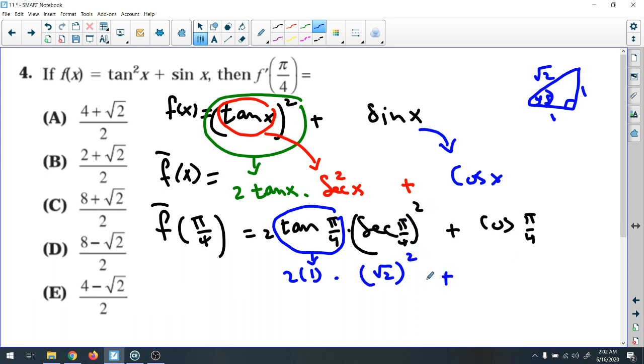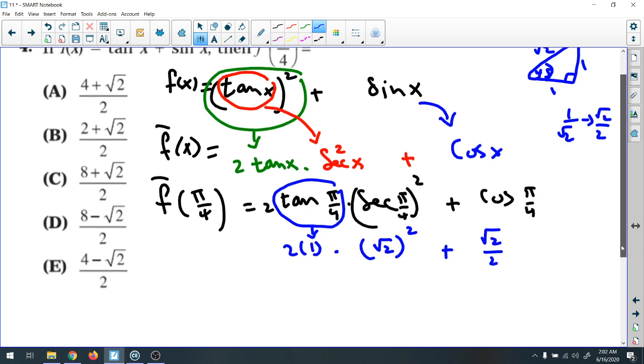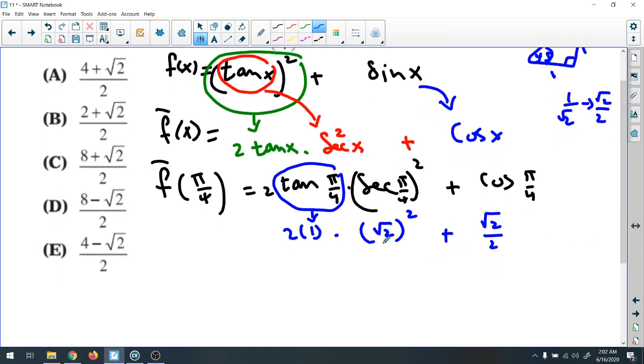Plus cosine 45, which is adjacent over hypotenuse, which is 1 over square root of 2. Or we could fix it to have 2 in the denominator, and it will be square root of 2 over 2. Okay. So square root of 2 squared is 2. 2 times 1 is 2. 2 times 2 is 4. So it will be 4 plus square root of 2 over 2.